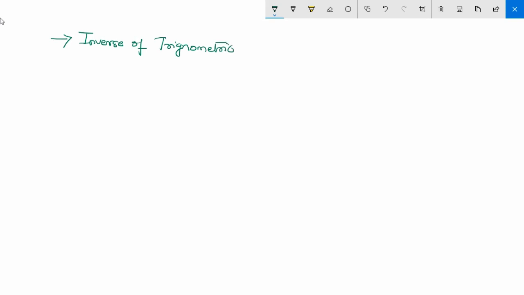Trigonometric function. So, we'll solve examples of how to find the inverse of sine inverse x and cos inverse x.